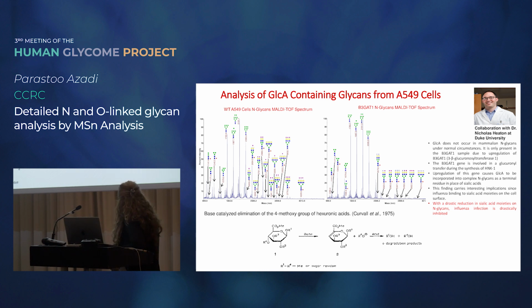So basically, with a drastic reduction in salicylic acid moieties on the N-linked glycans, influenza infection was drastically inhibited.